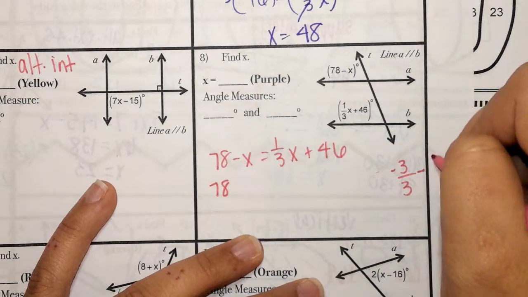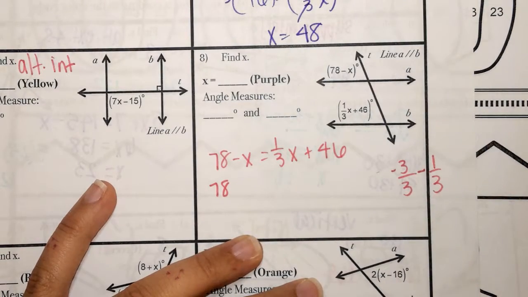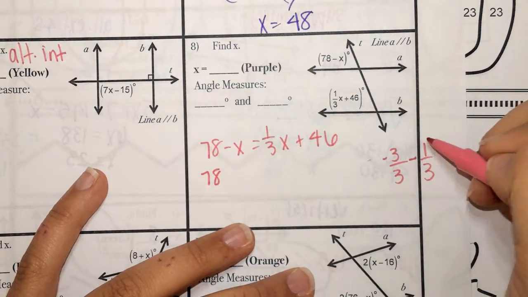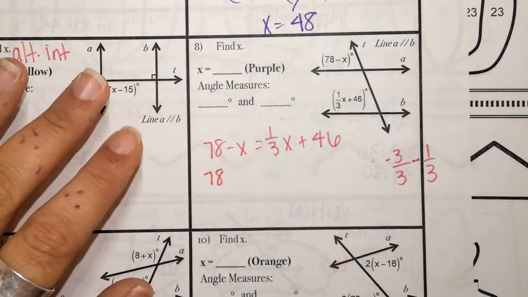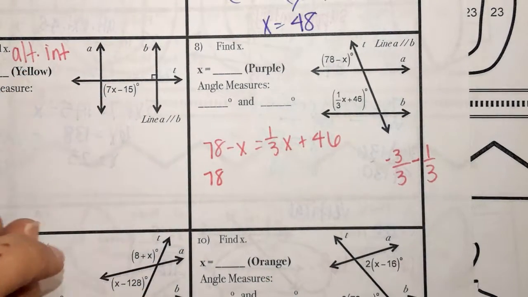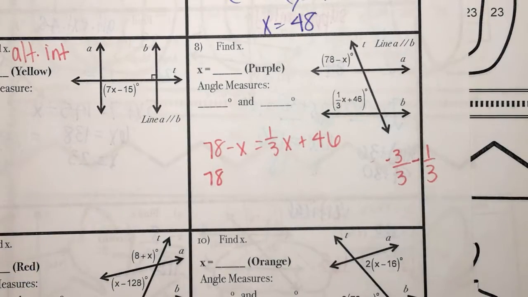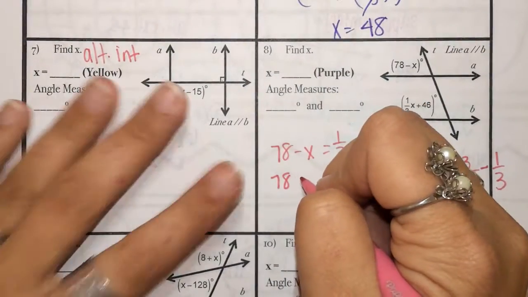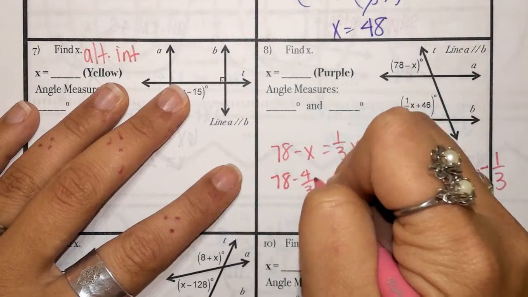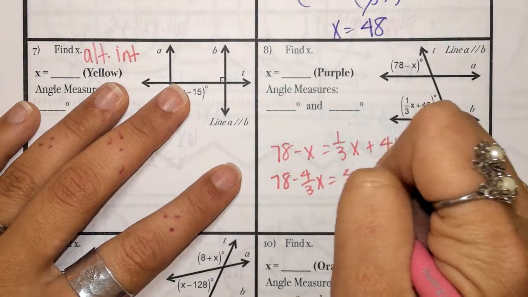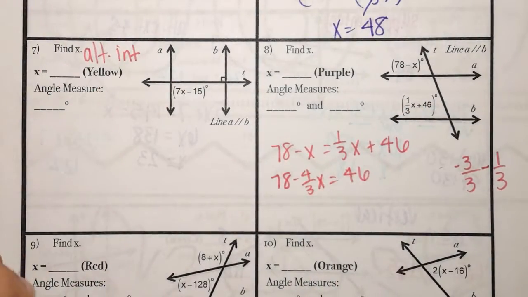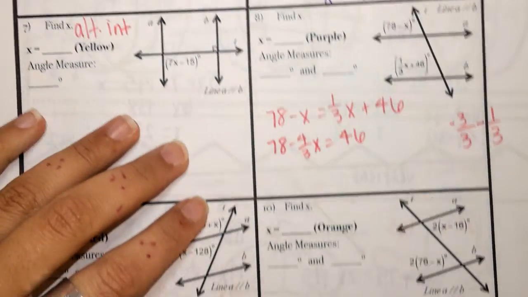And we're subtracting 1/3 from it. So what's -3 minus 1? 2. No. Negative 2. -3 minus 1. If you owe me $3 and you borrow 1 more, what do you get? Negative 4. Yeah. Good. So -4/3 x equals 46. Okay. Now what would you do?